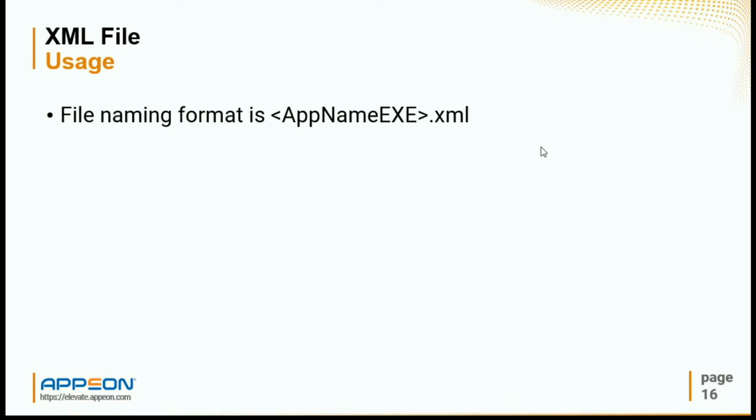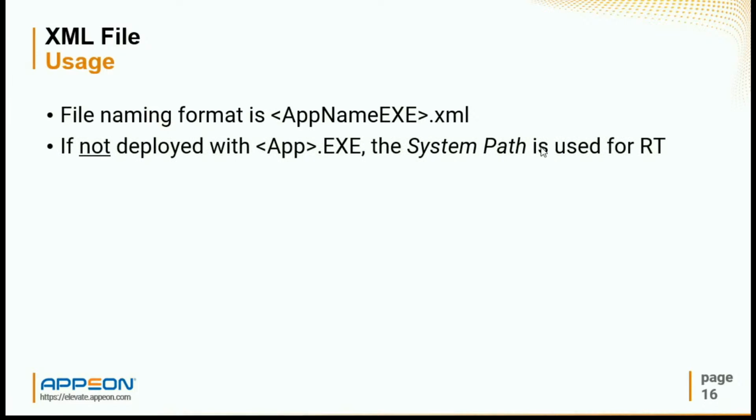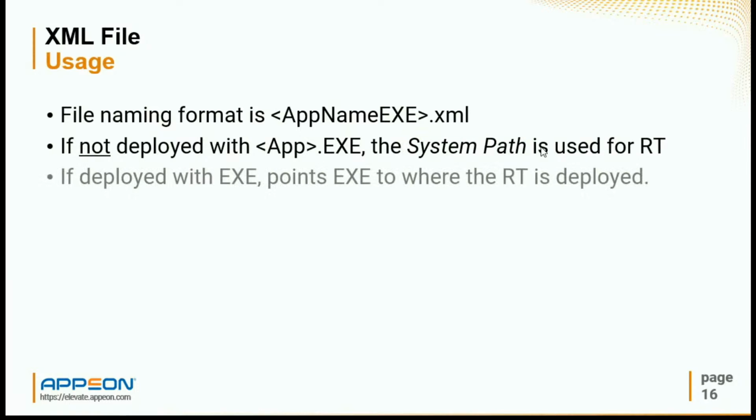So let's have a look at that XML file that was produced. Again, whatever name you give to the application executable, a new file is created .xml. Note that you should deploy that with your PowerBuilder executable as well. If not deployed with the application executable though, when you start the application executable, it'll look for the system path to see if there's a pointer to the actual PowerBuilder runtime to use. If you deploy the XML file with the executable, it points to where the executable should pick up the runtime.